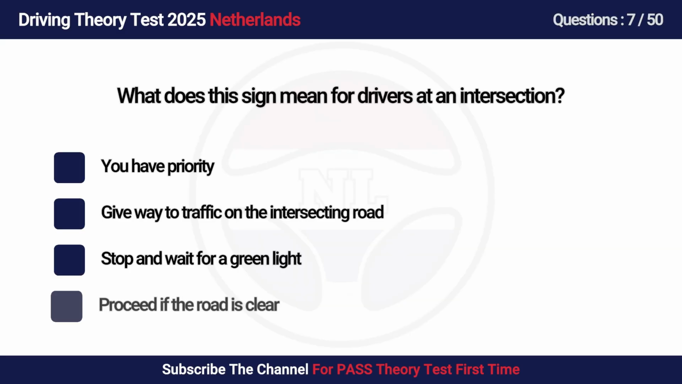Question 7. What does this sign mean for drivers at an intersection? A. You have priority. B. Give way to traffic on the intersecting road. C. Stop and wait for a green light. D. Proceed if the road is clear.